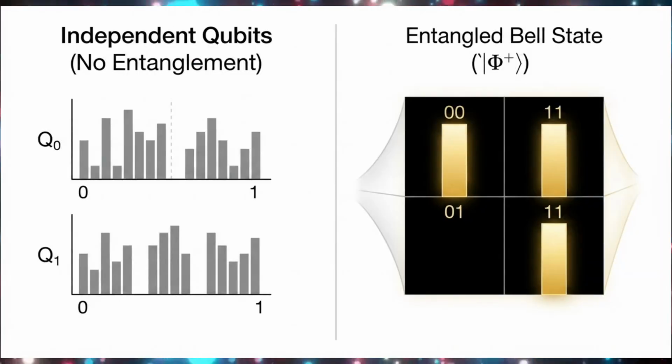Think of the CNOT gate as a conditional relationship. It doesn't just change data, it builds a relationship between qubits. This foundational pairing is what allows quantum computers to perform multi-qubit parallel operations.